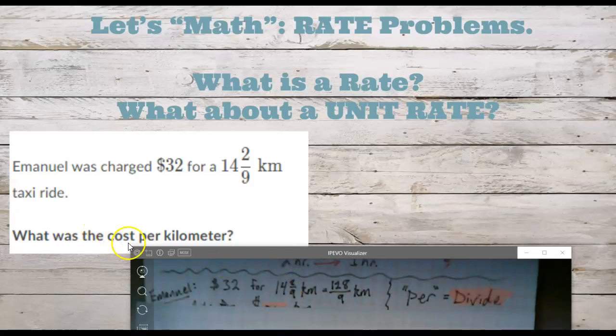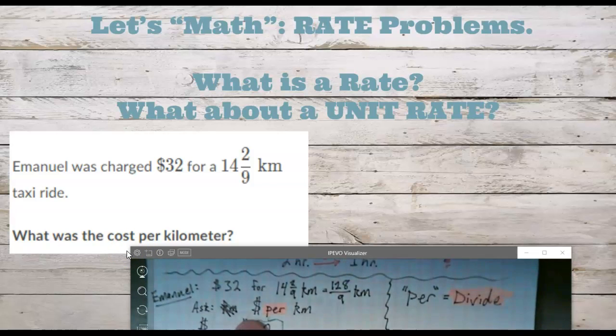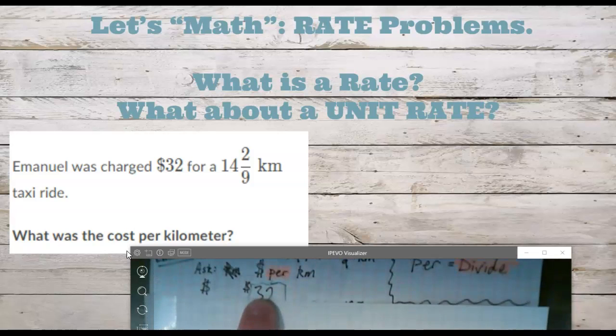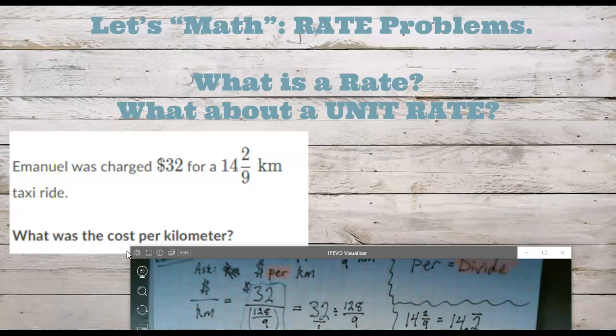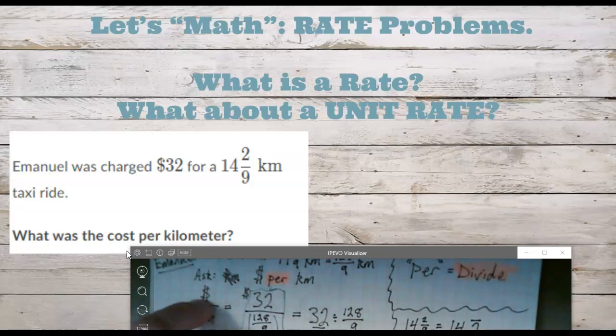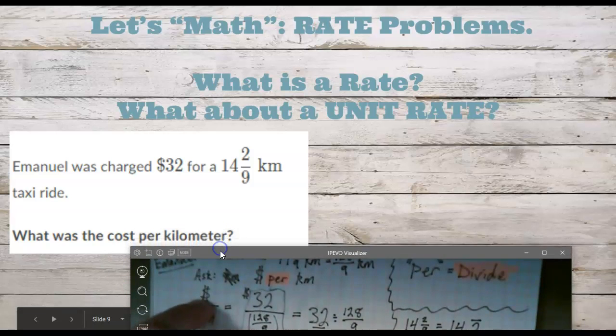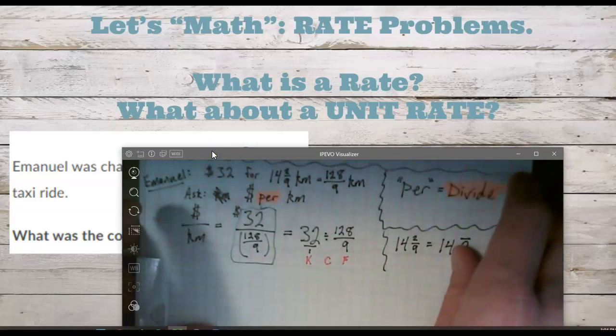So, how we set this up is based on the word per. Per tells us to divide. So what we're going to set up is the amount of money divided by the amount of kilometers. So if he paid $32 and went a distance of, well, this is our improper fraction, right? Now, the only reason I didn't make that into a decimal, what happens with division by 9? Who can remember what happens when we have something divided by 9?